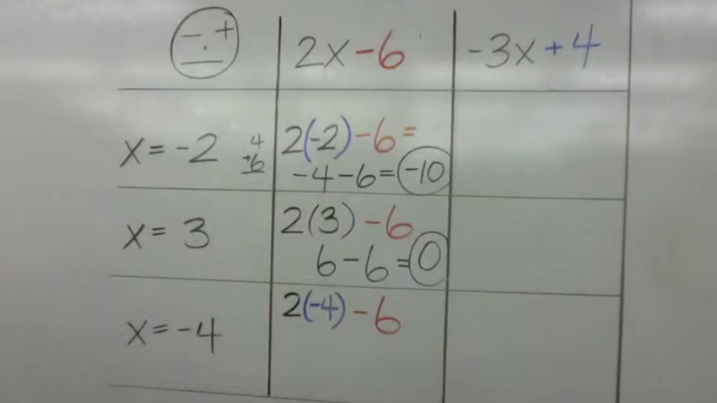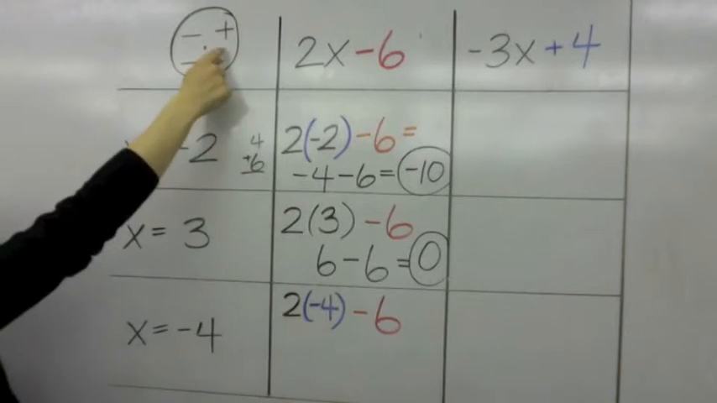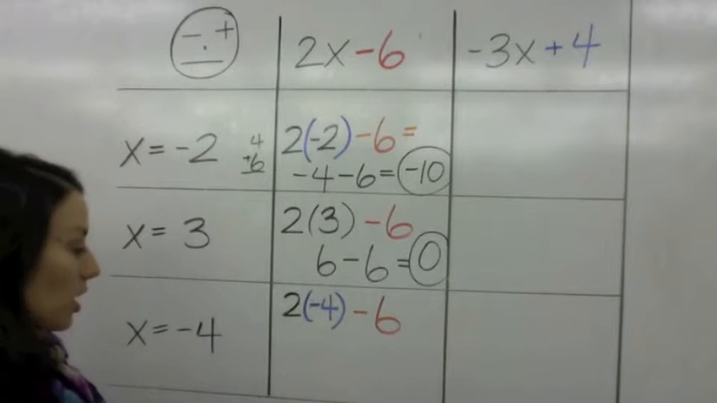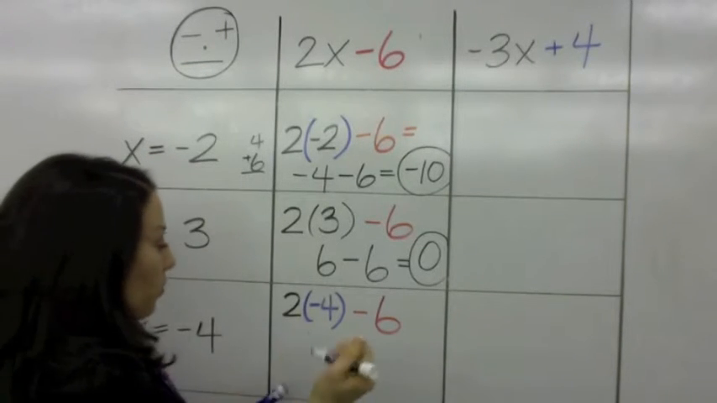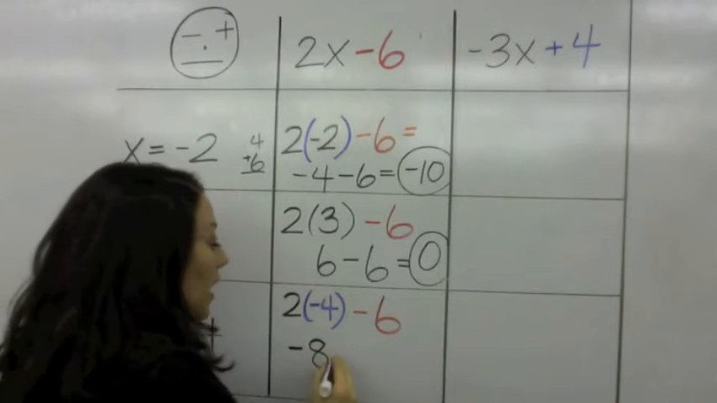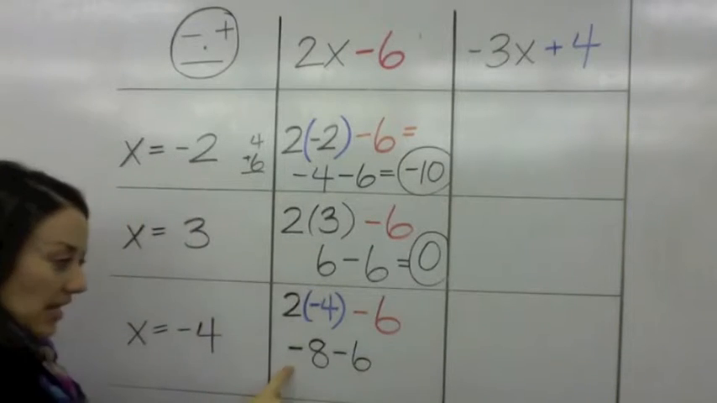Okay, so what is a positive times a negative? They're different signs. You're multiplying. A positive times a negative makes what? It's a negative. What is 2 times -4? It's -8. And then you're going to go ahead and subtract 6. You're working with -8 and -6.